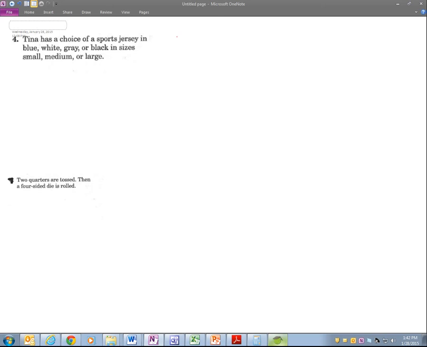So Tina has a choice of sports jersey in blue, white, gray, or black, in sizes small, medium, and large. Yes, ma'am.